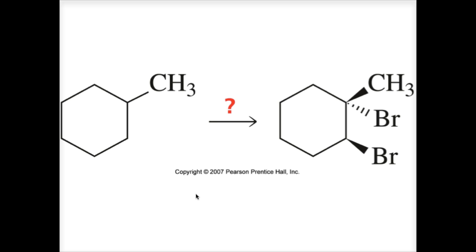Okay, here's example 3, the synthesis of 1,2-dibromo-1-methylcyclohexane from methylcyclohexane. Basically, 2 bromines need to be added to the reactant to get the product. There they are. We need to add them. What are the steps between the 2 structures? Here they are on the next slide.